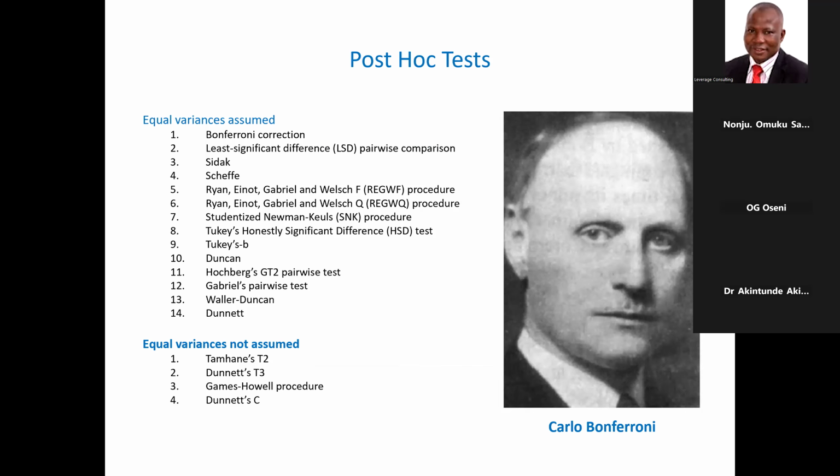Most of the names you see are the names of the people that devised those procedures. Bonferroni correction is the first one. Then Least Significant Difference, where the name is just the logic behind it, not a person. We have Sidak, Scheffe, Ryan, all names of the people that described them. Then we have Tamhane, Dunnett, Games-Howell, and Dunnett. So let's see the way.